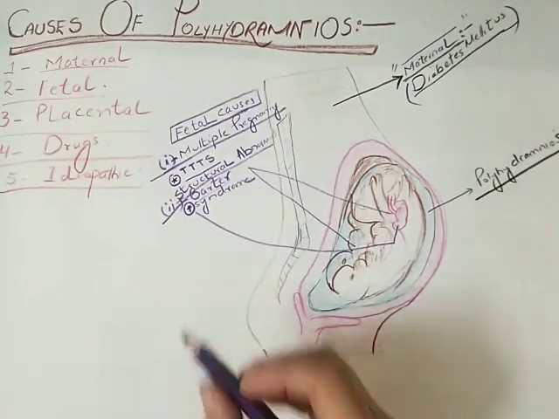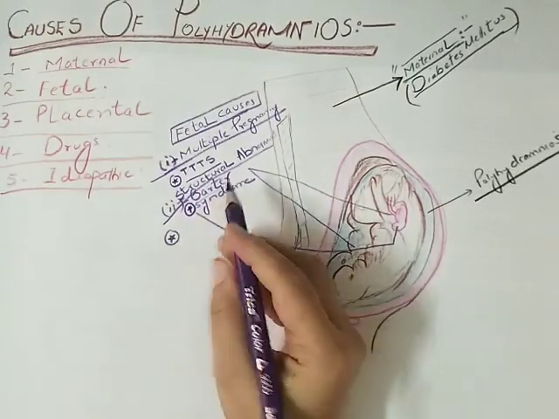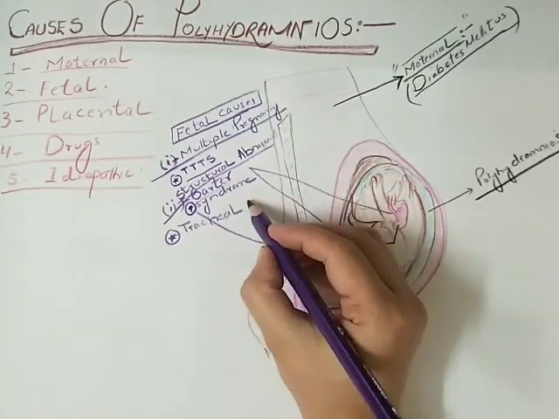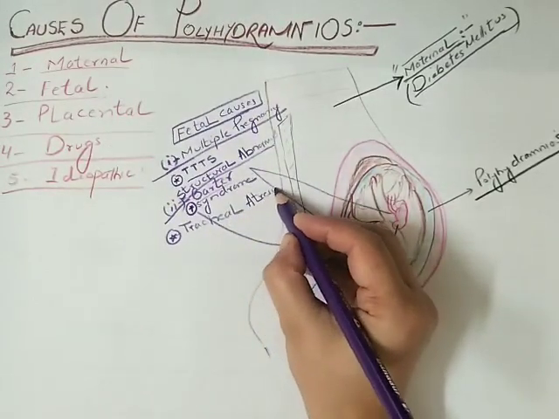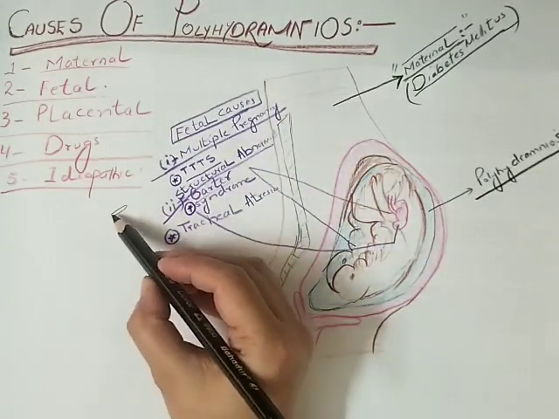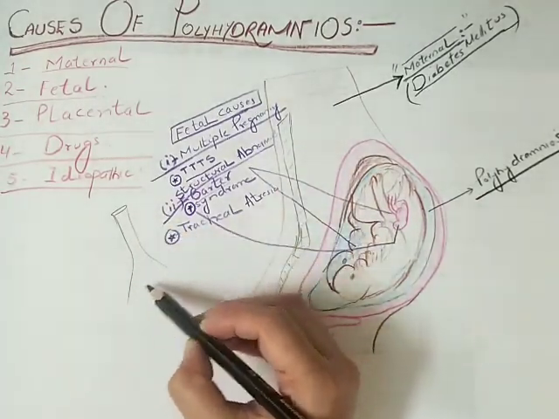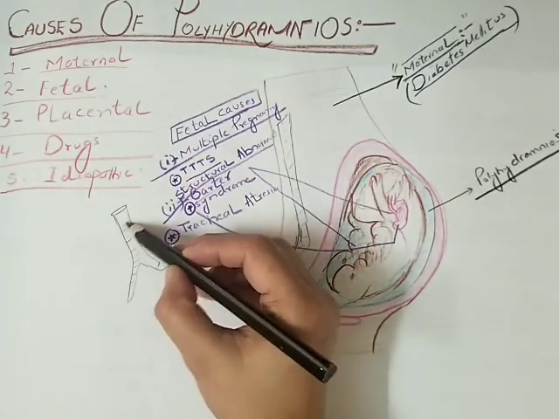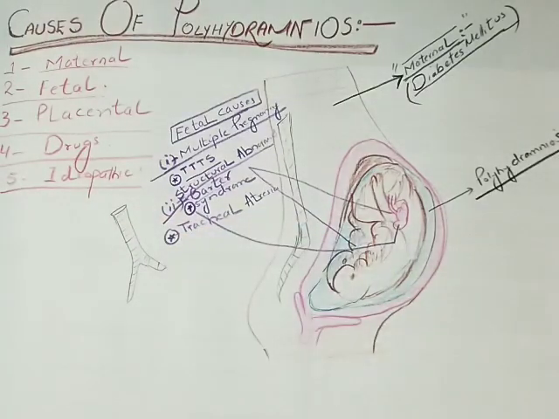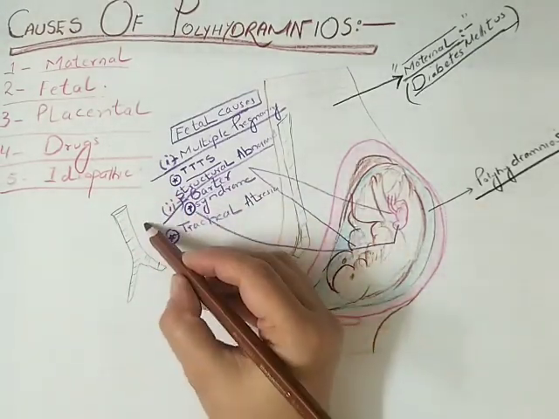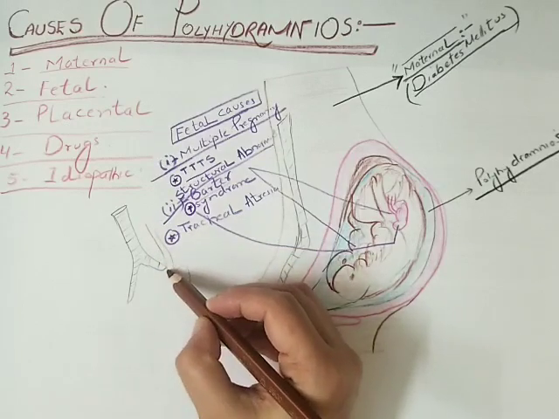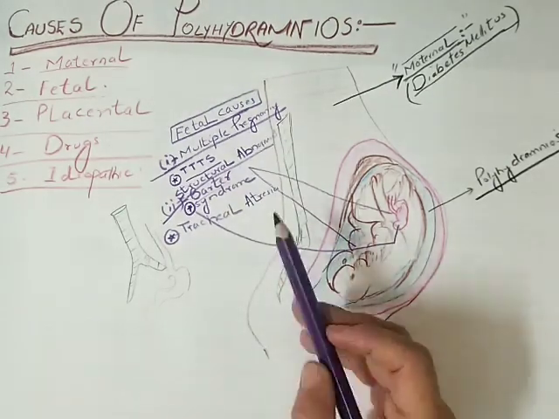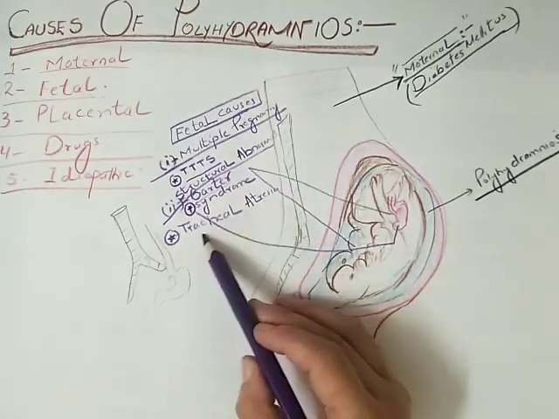Now there is another condition in which there is failure of fetal swallowing, and that is called tracheal atresia. Tracheal atresia is a very important abnormality. This is the trachea, and this trachea is blind. So that is the condition which is called tracheal atresia. And that is the esophagus, that is the stomach. So tracheal atresia can result in failure of swallowing.